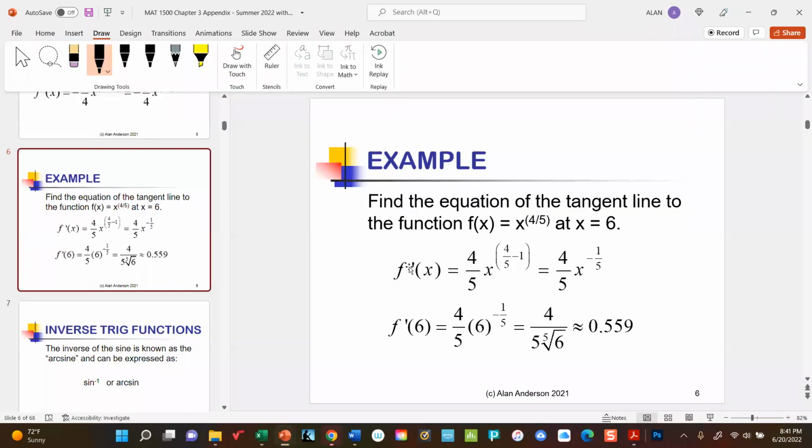So how do we do that? Well, we take the first derivative as always, which turns out to be 4/5 x to the negative 1/5. And then you replace the x with 6. It turns out that I rewrote it, if you notice, as 4/5 times the 5th root of 6. That turns out to be approximately 0.559. So this is exactly the same type of situation, except that we solved at a specific point.